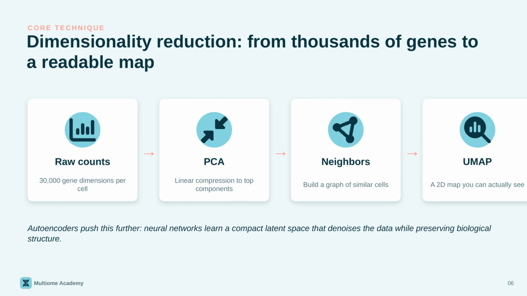Dimensionality reduction is the workhorse. We start from 30,000 gene dimensions, compress them with principal component analysis, build a graph of similar cells, and lay it out as a 2-dimensional UMAP you can actually see. Autoencoders push this further, learning a compact latent space that denoises the data while preserving biology.